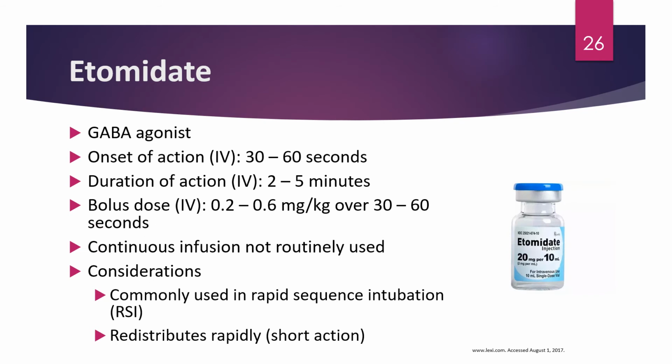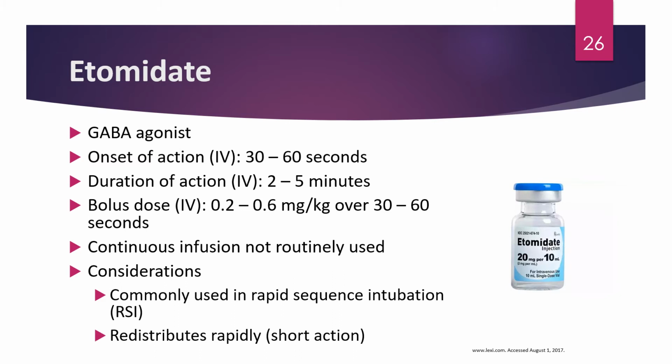Etomidate is another miscellaneous sedative that we have, and it is a GABA agonist as well. One unique thing is that it has a very, very short onset of action and a very short duration of action. So very short onset within 30 to 60 seconds, short duration within 2 to 5 minutes. It is typically only given as a bolus dose.